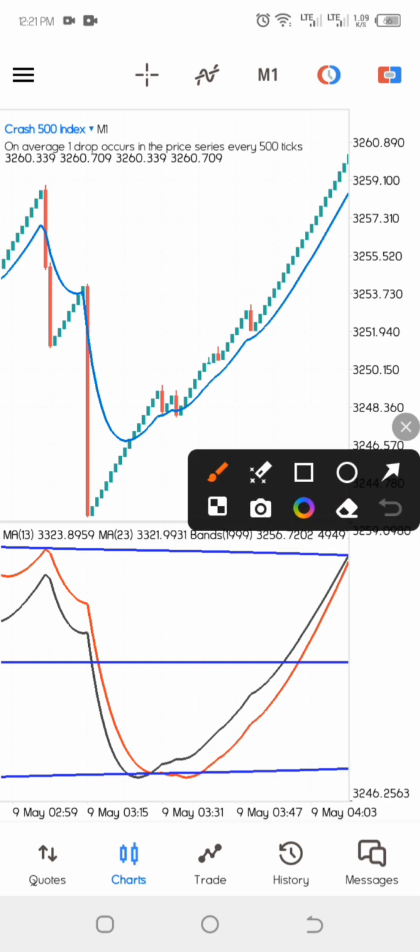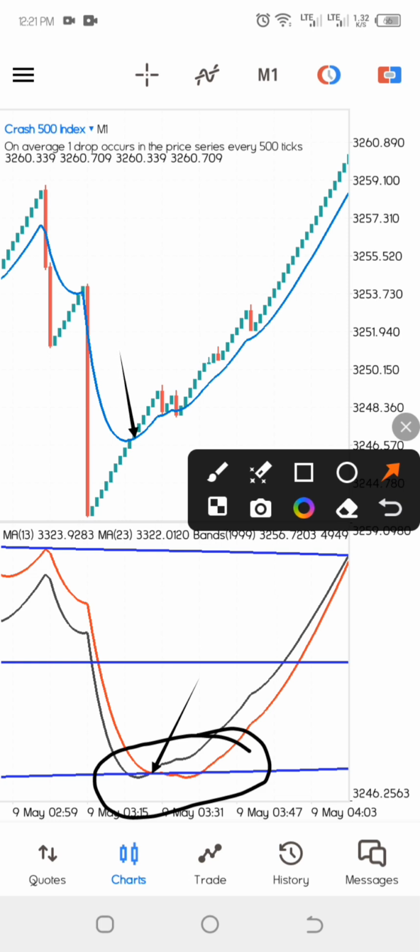Now we have a nice push from the price. As I told you before, the first thing we are expecting is to see the 2 lines come to the Bollinger Bands line. Now we are on Crash, so we are going to be looking at the lower band. When the 2 lines come to the lower band, we have to see the cross right here. After we see the cross, we look into our main chart and want to see the price close above the moving average.